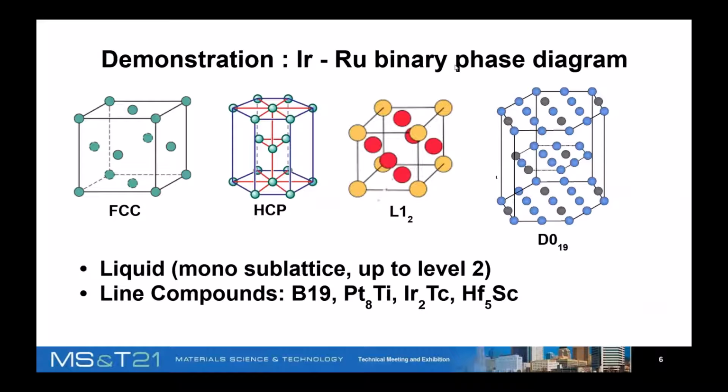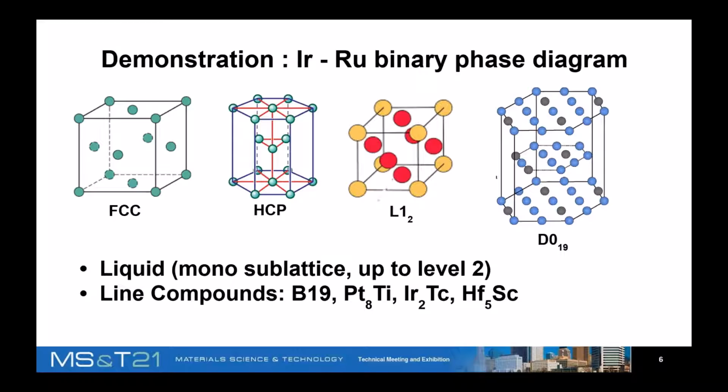So, with the setup out of the way, let's talk about the software steps. The main phases considered in this calculation are the FCC, HCP, and the ordered counterparts L12 and D019. We also have a liquid phase and certain phases that are not energetically competitive with the primary phases, and those are simply modeled as end members.